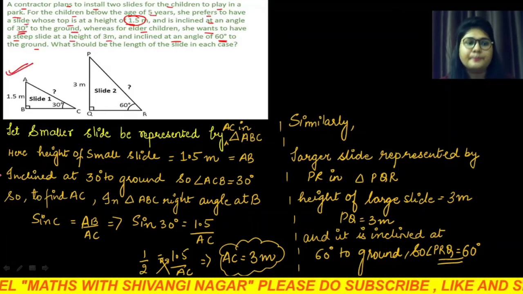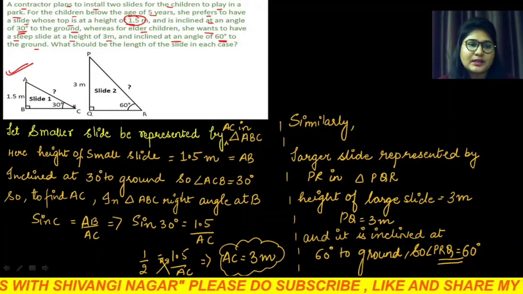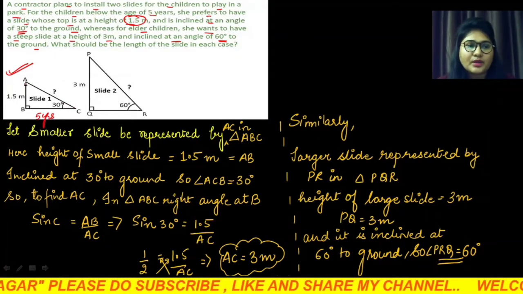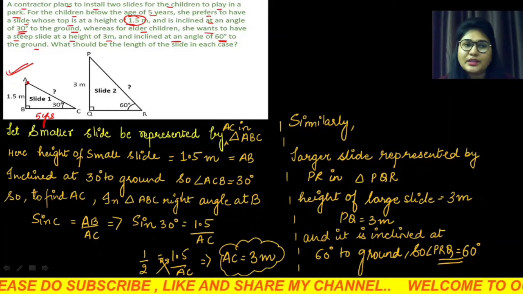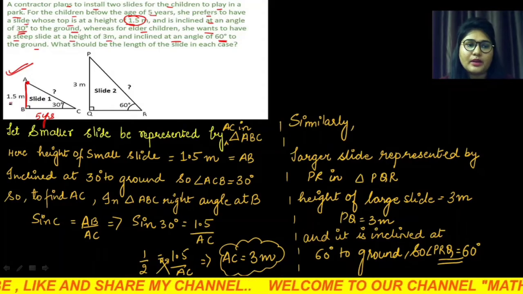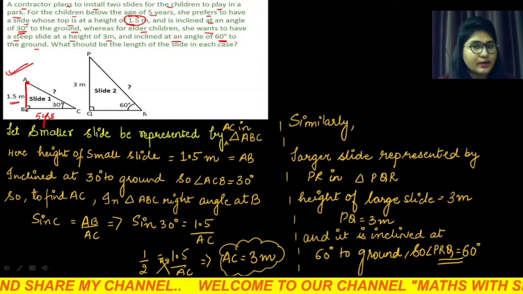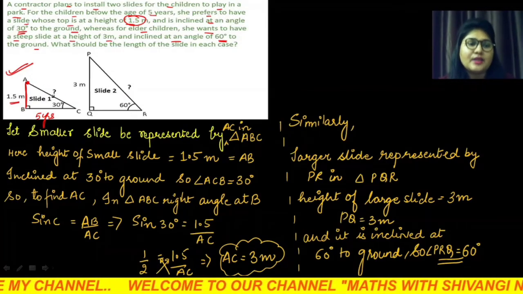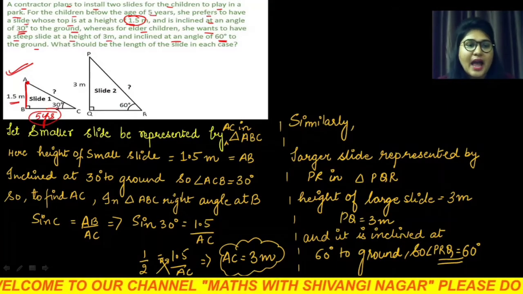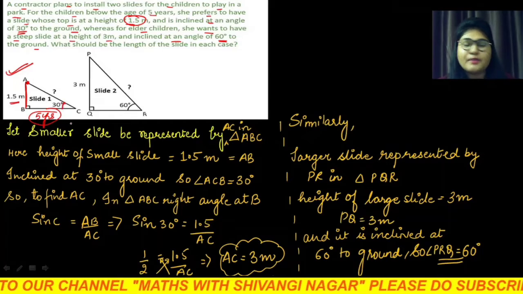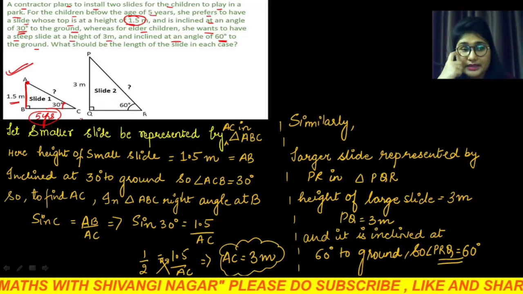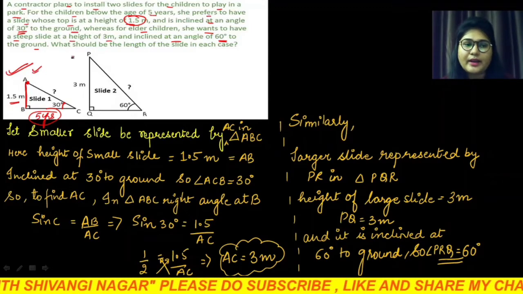If we take this AC as the slide for the below 5 years children, this is the top of the slide, and it should be at a height of 1.5 meter from the ground level, as given in the question. AC is the slide for the below 5 years children, and it should make an angle of 30 degree with the ground level. BC is the ground level.